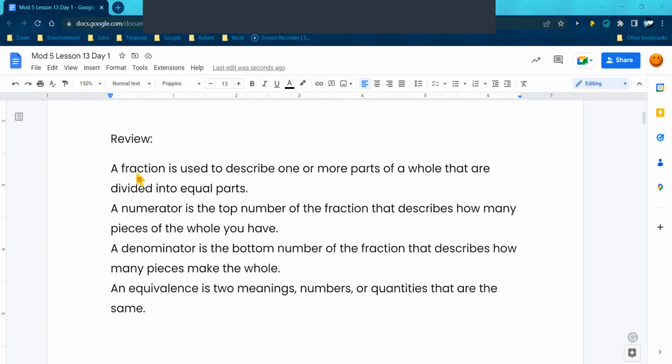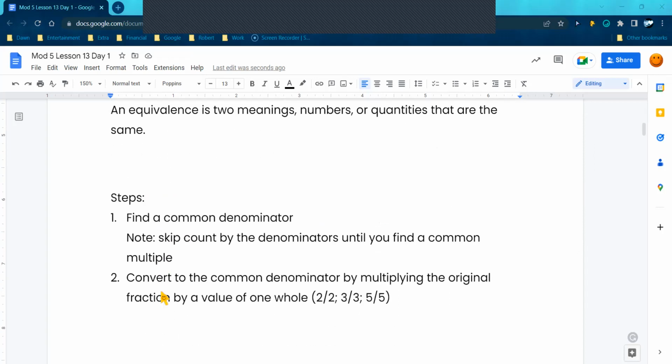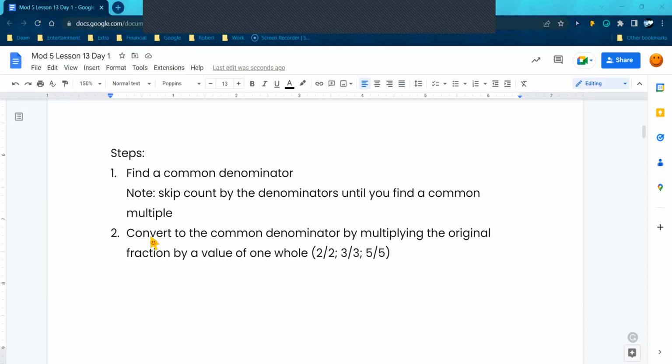Let's quickly review our vocabulary words. We have fraction, numerator, denominator, and equivalence. These are important words. Now, here are the steps we need to do.